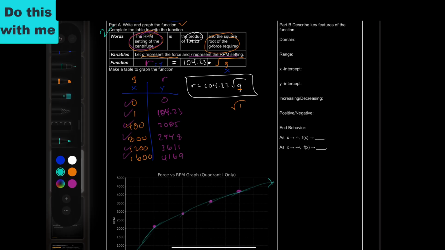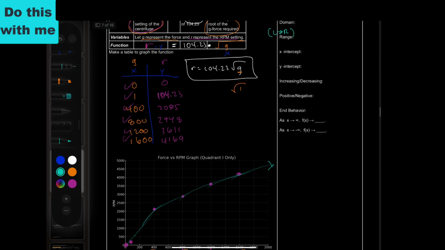Okay, that was part A, writing and graphing the equation. Let's now describe it. So the domain goes left to right. And you're starting at 0. And you're going towards positive infinity. So that would be interval notation. Domain 0 to positive infinity. If you wanted to write that with set builder notation, that would be for the value for the variable g in the set, that g must be greater than 0.